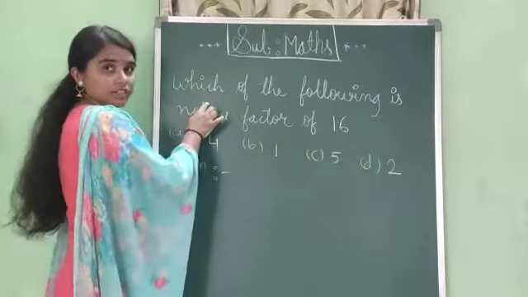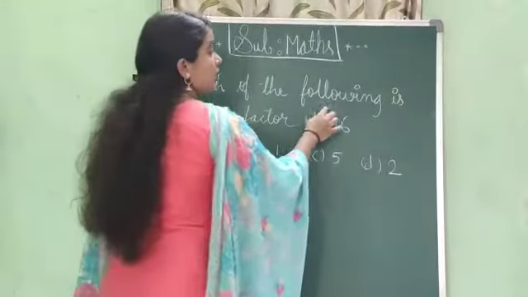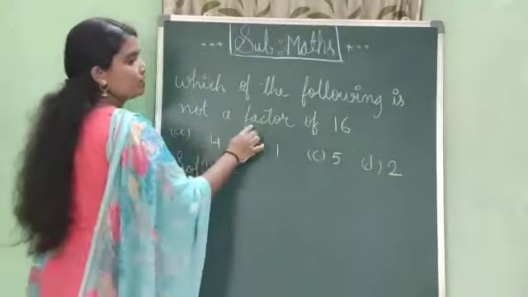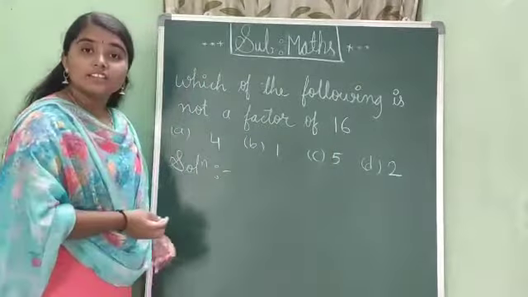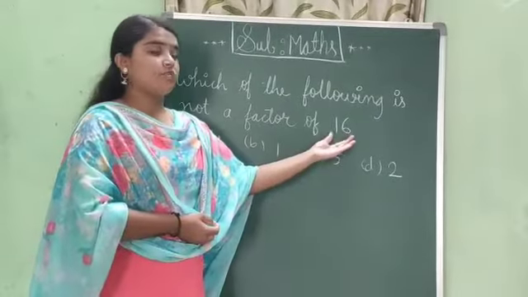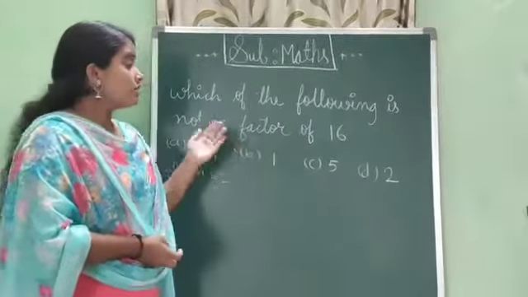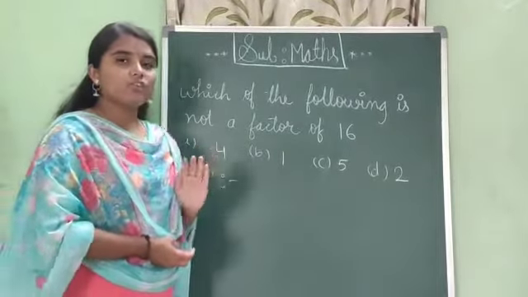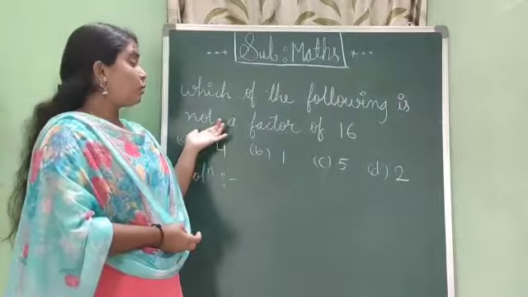So, which of the following is not a factor of 16? What did they ask here? Here they asked about 16, so we need to find that number. Okay. They asked for not a factor. We should not find a factor, we should find a non-factor.